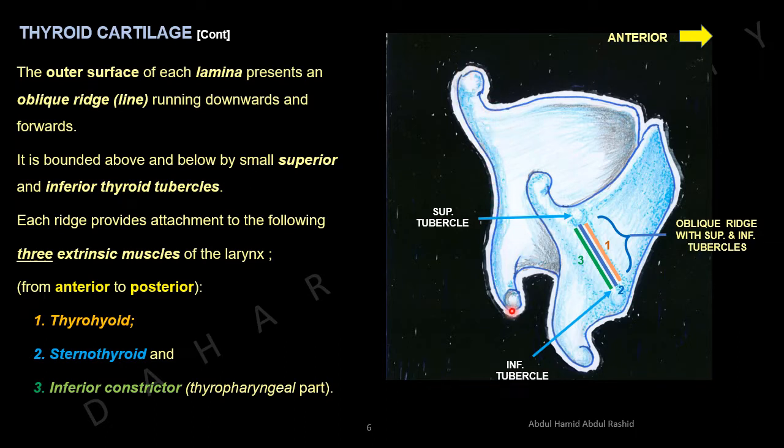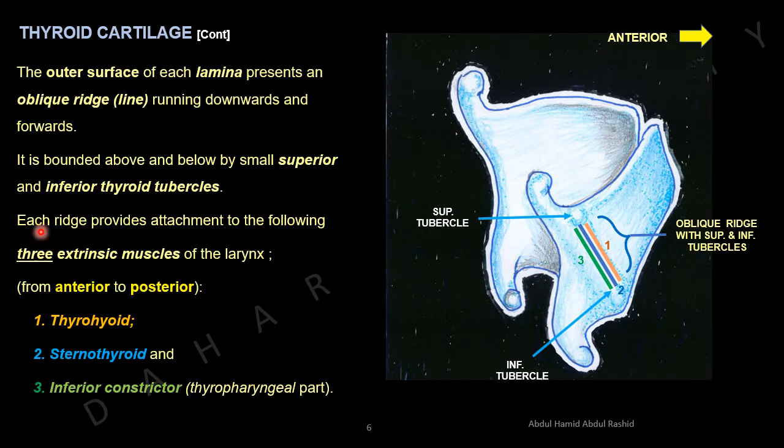When you look at the outer surface of each lamina, you will see an oblique line or ridge going downwards and forwards. Each line consists of the superior tubercle of the thyroid and the inferior tubercle of the thyroid.